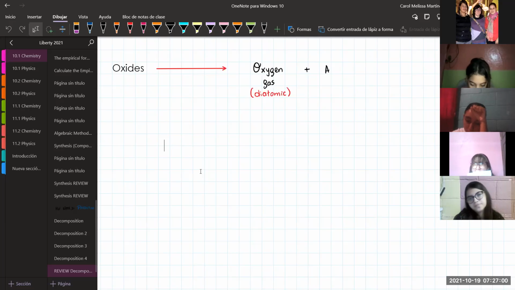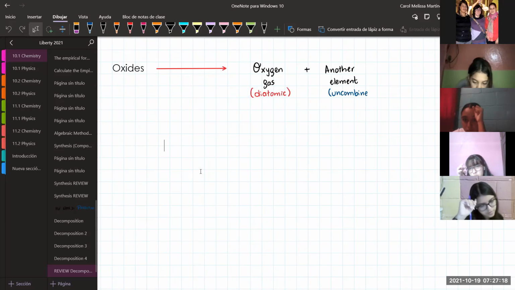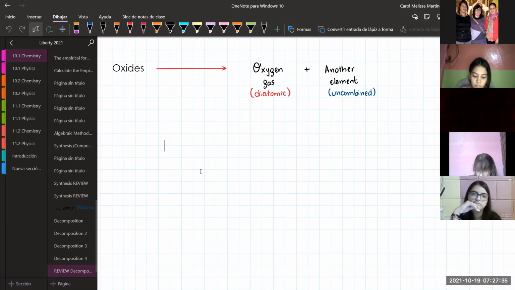Another element. This one is going to be uncombined. So they're going to split. That's all you need to know. They're going to split. And one of those products will naturally be oxygen gas. Okay? And whenever oxygen is alone, it's going to be diatomic.